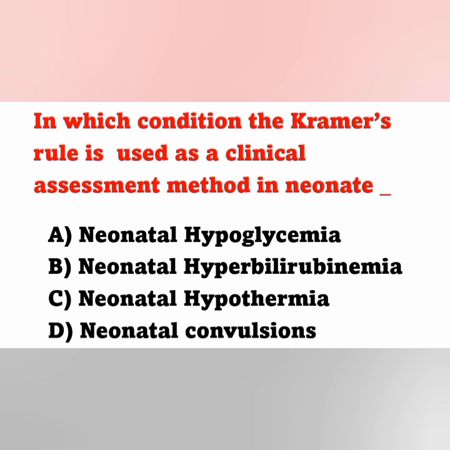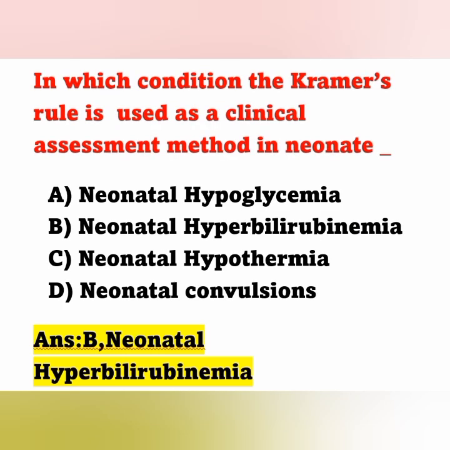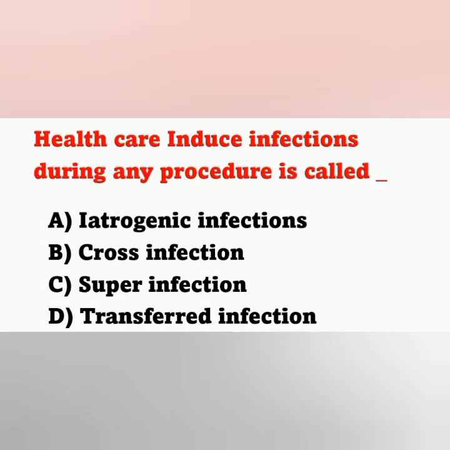In which condition is Kramer's rule used as a clinical assessment method in neonates? Options: option A, neonatal hypoglycemia; option B, neonatal hyperbilirubinemia; option C, neonatal hypothermia; option D, neonatal convulsions. Kramer's rule is a quick, non-invasive procedure used to identify neonatal hyperbilirubinemia or jaundice. Option B is the correct answer, neonatal hyperbilirubinemia. Move on to the next question.